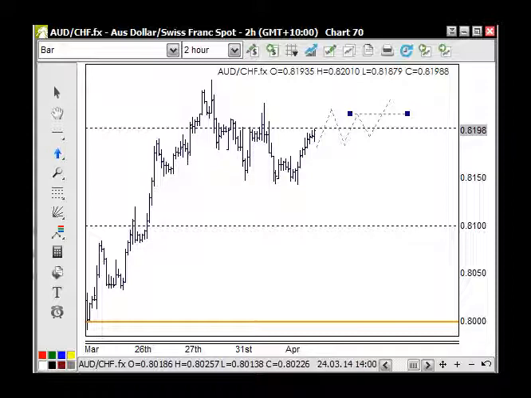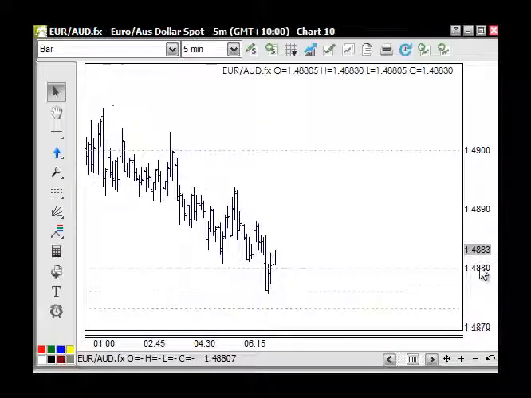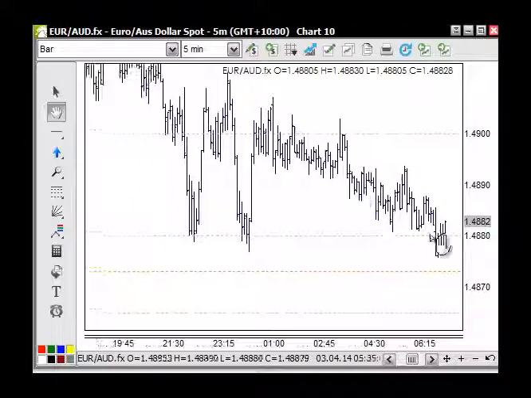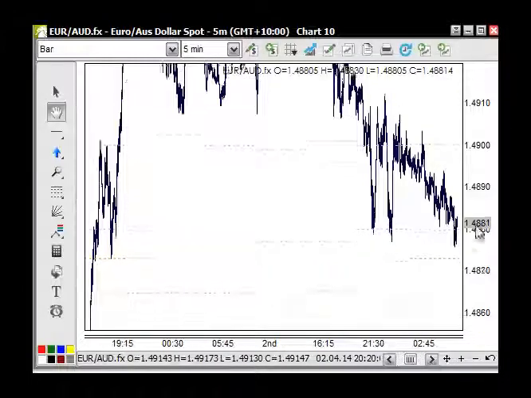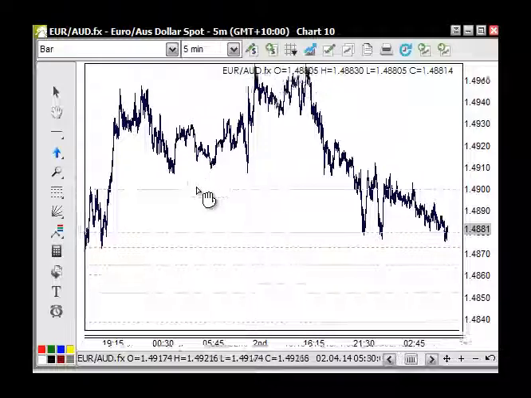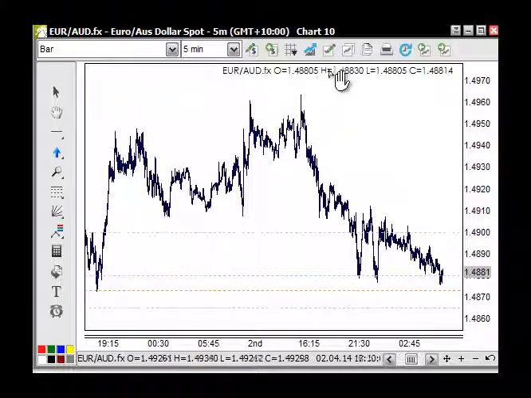The Euro Australian, let me see where we are here. I restarted the platform. I lost all my little setups as well, so just bear with me while I squash this up and work with this for a moment here, let me just see where we are. Right, yes, okay. Let's get rid of that for a moment.